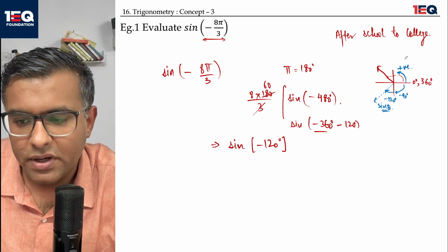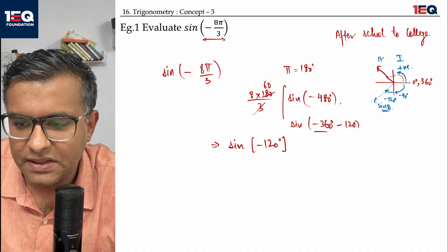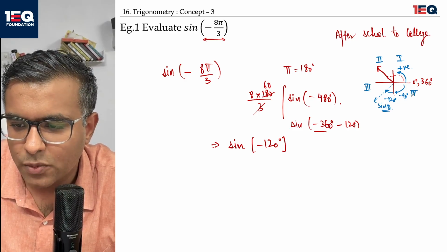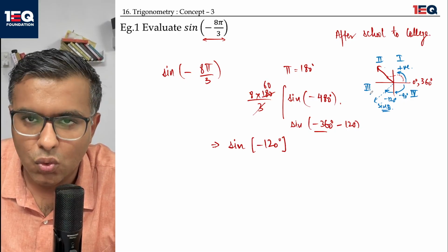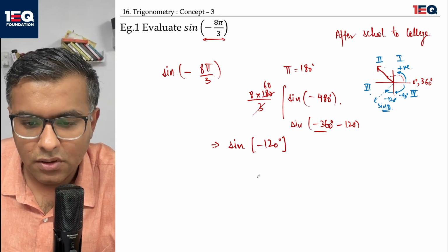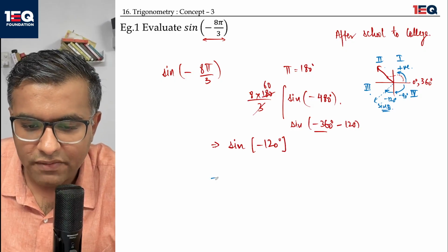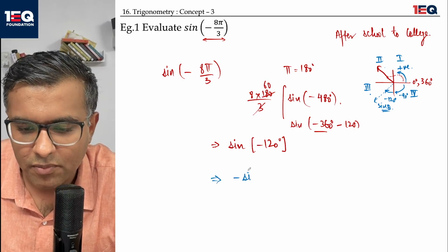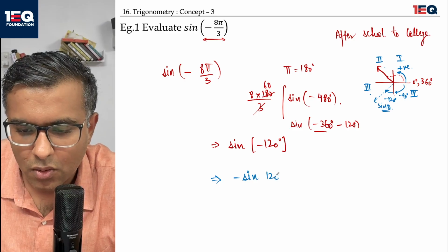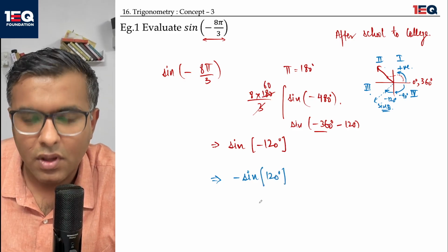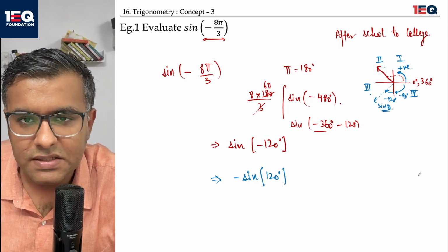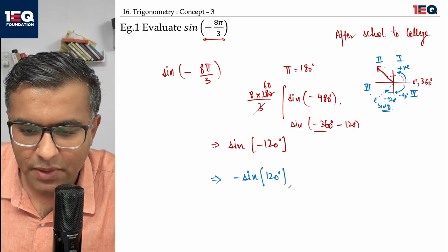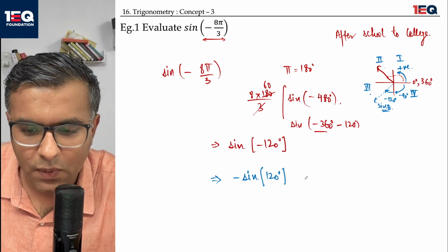So which quadrant is this? This is the first one, this being the second one, this is the third one, and this is the fourth one. So after school to college, in the third quadrant, only tan is positive, but we are talking about sin θ here. That means sin(−θ) would become minus sin θ, so sin(−120°) would become minus sin 120 degrees. So we have sin(−120°) or minus sin 120 degrees here.